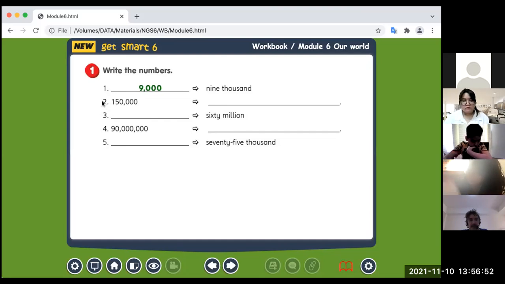Okay, so what is this one? Write a number in words. Number 2. Write number in words. What is this number? Or you can say it. Okay. What's this number?